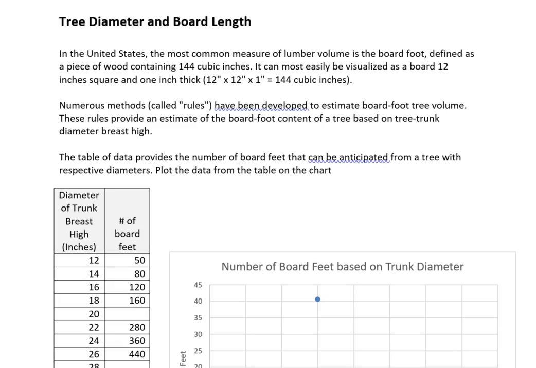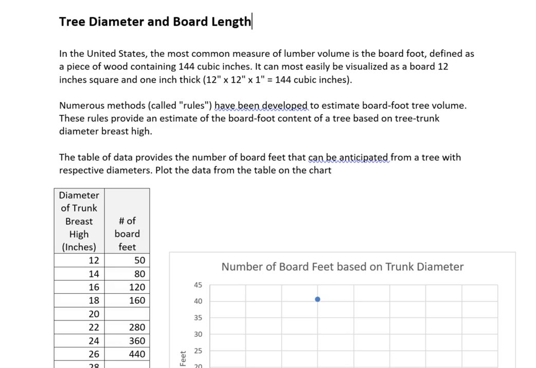And here it says, in the United States, the most common measure of lumber volume is the board foot. If you've ever worked in construction, you probably know so. A board foot is defined as a piece of wood containing 144 cubic inches. It can most easily be visualized as a board that is 12 inches square and 1 inch thick. Numerous methods called rules have been developed to estimate board foot tree volume.